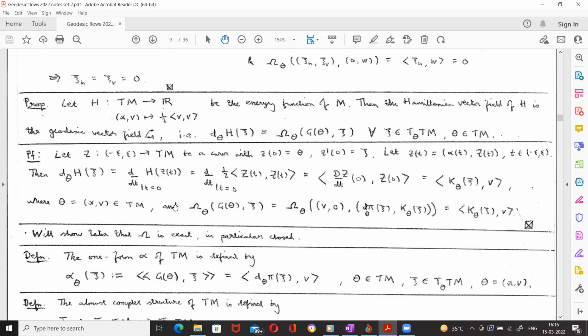Now what is omega theta of G theta, xi? If I write it in terms of horizontal and vertical components, G theta, remember we saw, was v comma 0. Horizontal component was v and vertical component was 0. And xi has components d pi theta xi, k theta xi. I have to take J of this and then the Sasaki inner product. So J of G theta will be 0 comma v, and when I take the Sasaki inner product, I get 0 inner product with d pi theta xi, which vanishes, and v inner product with k theta xi. So I get the inner product of k theta xi with v. Is that clear? Therefore, the geodesic vector field is the Hamiltonian vector field of the energy function.